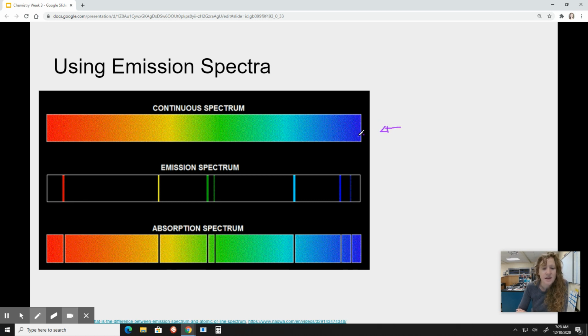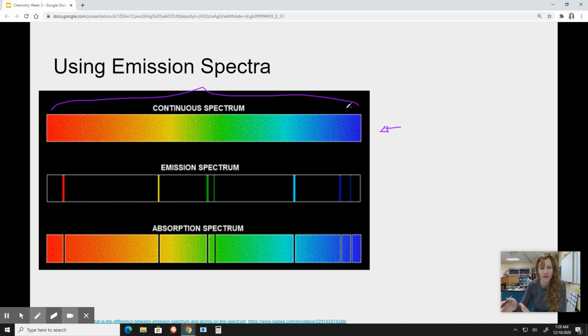Notice the continuous spectrum is like light that is given off from a white light source. The sun is a white light source. And notice white light actually contains every single wavelength. There is not one wavelength that is missing here.